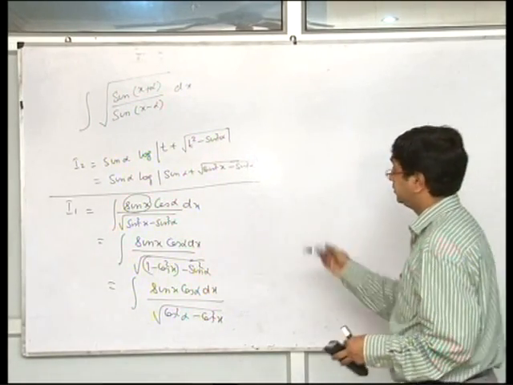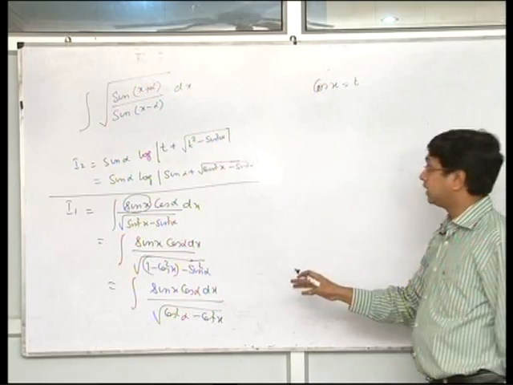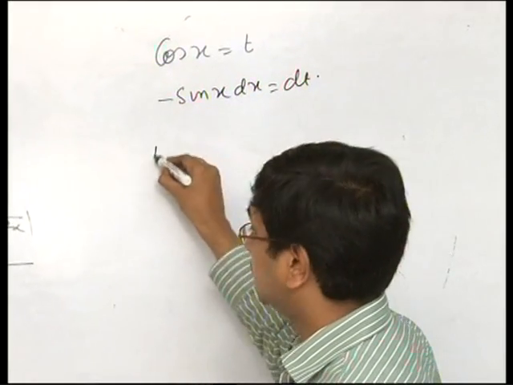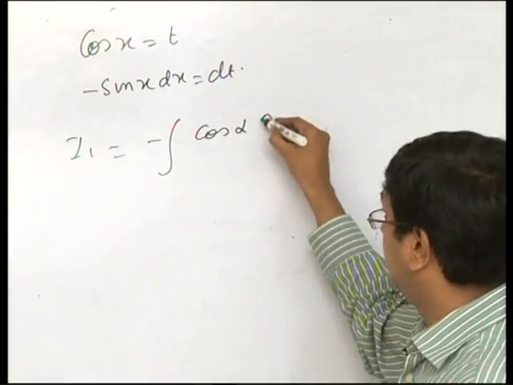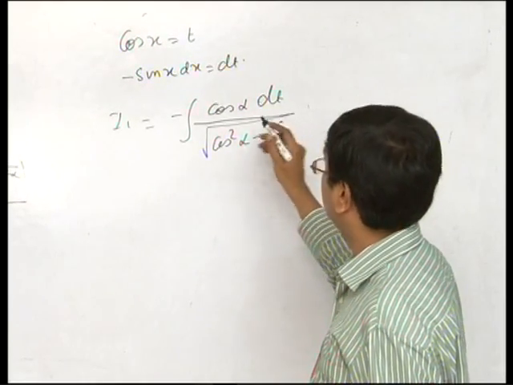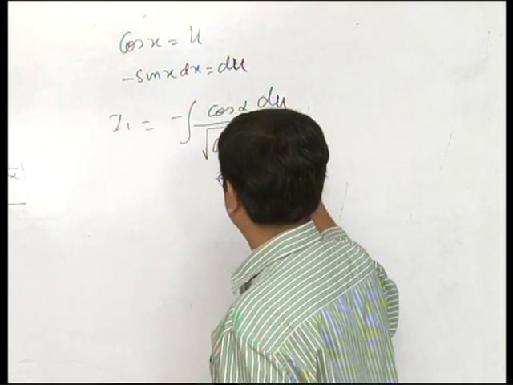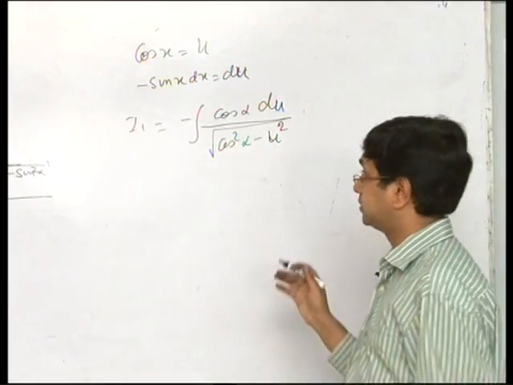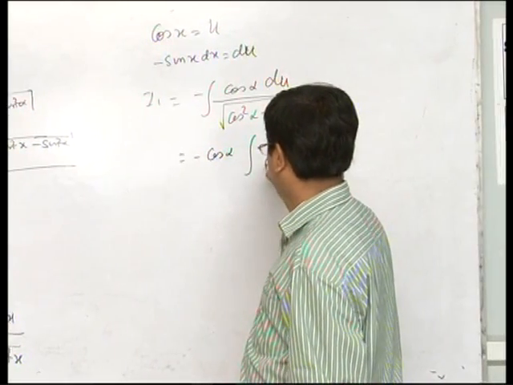What do I do? We put cos x equal to t. Once you put cos x equal to t, the derivative would be minus sin x dx is equal to dt. So what is I1? I1 is equal to minus cos alpha dt, right? And what do we have? Cos square alpha minus, we have already used t, so we'll use u, so that is u square. We should use different variables if we are substituting again. So this minus cos alpha comes out, this becomes du.